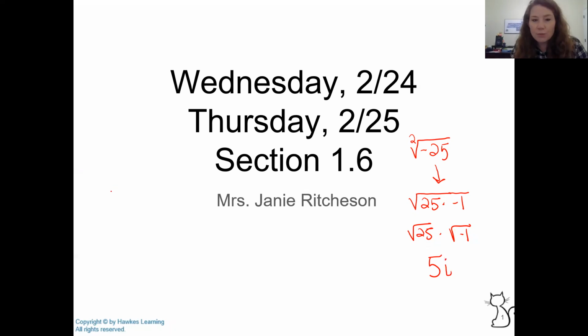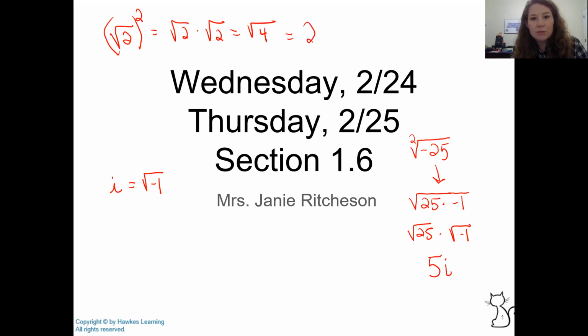So two rules or properties you need to write down: i is equal to the square root of negative 1. And if you take a number in a radical such as 2 and you square it, you would get the square root of 2 times the square root of 2, which is the square root of 4, and the square root of 4 is 2. So when you take a radical and you have an exponent of 2, those two things cancel each other out, and you're left with what's under the radical.